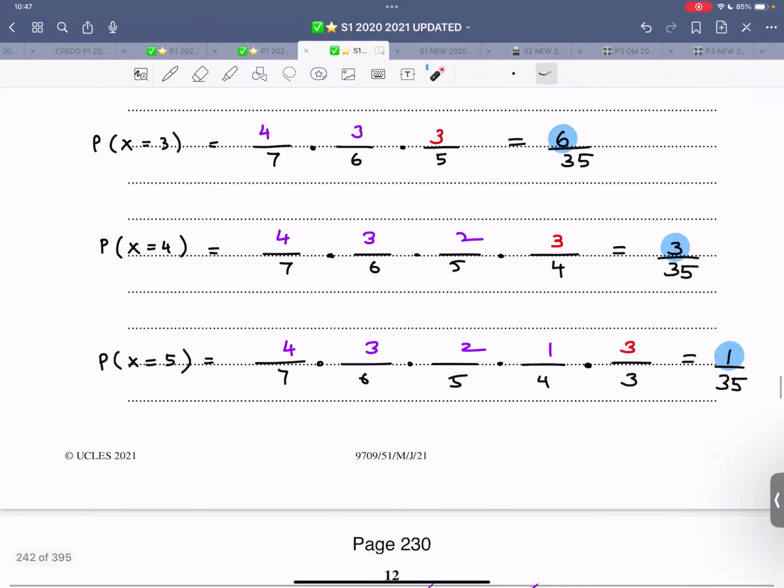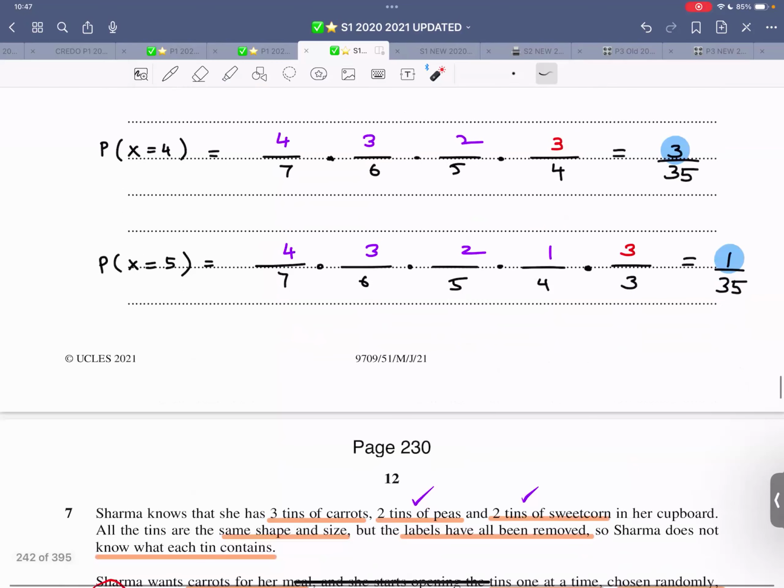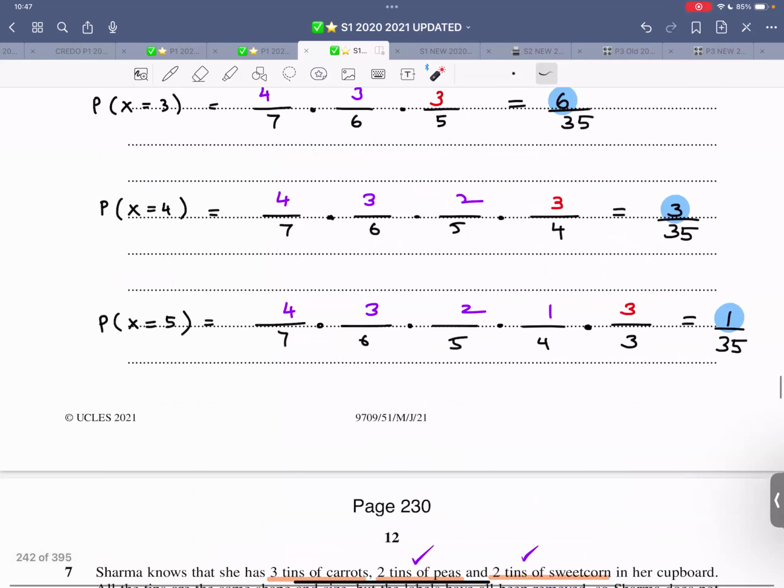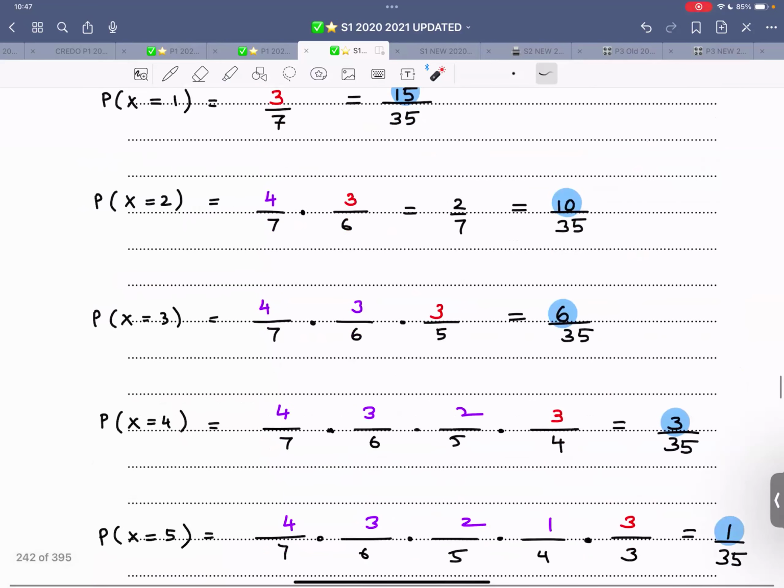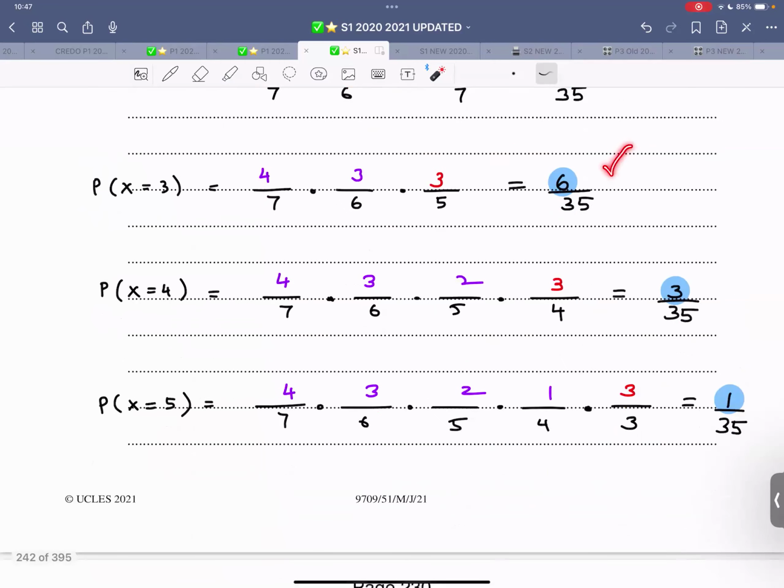Probability X equals 4: 7, 6, 5, 4. This is 4, 3, 2, and 3 for carrots. The ending is on carrot. Probability X equals 5: there were 4 cans of the rest. So you open each one of them, 4, 3, 2, 1. All those are used up, and then you end up with a carrot. Now, the answers over here: this is 3 over 7, this is 2 over 7, this is 6 over 35, this is 3 over 35, this is 1 over 35.